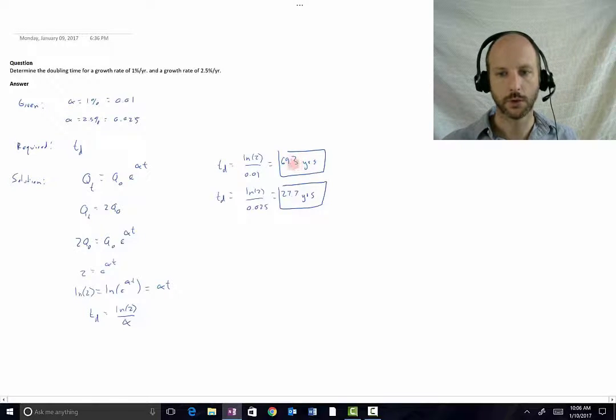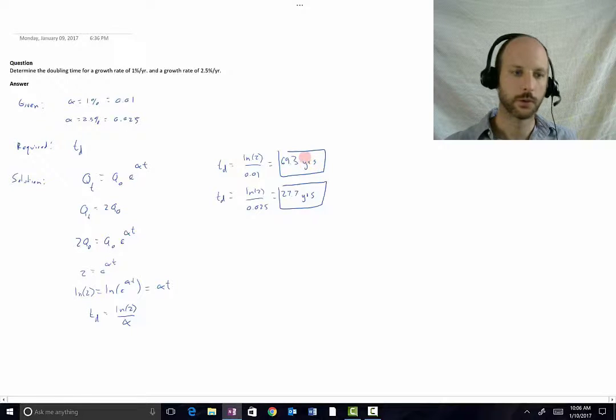So that's an example of continuous growth. We can see that the larger the growth rate, the faster that the quantity doubles. Also, continuous is the fastest growing of the three models. The exponential is a little bit less, and then the linear is quite a bit less than that. I think that summarizes it.